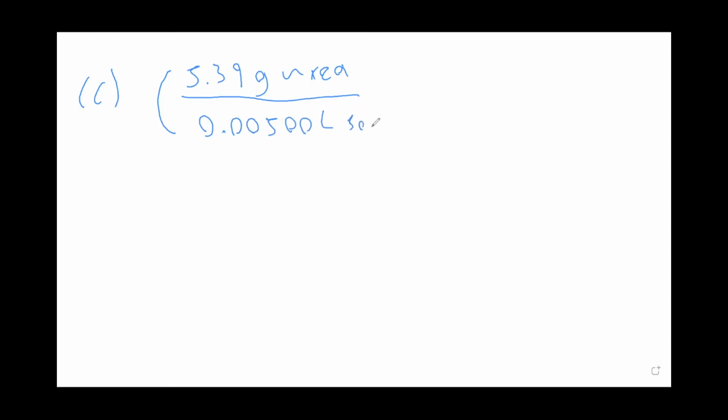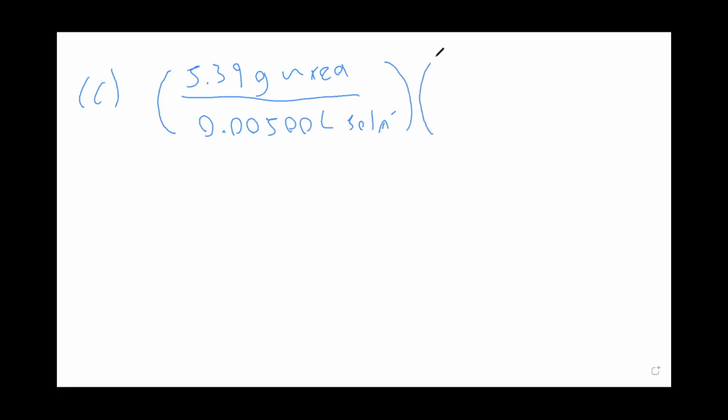So we had 5.39 grams of urea, right? Apologize for my handwriting too. It's not the best. And we dissolve that in 5 mLs of a saturated solution, but it's moles per liter for molarity. So we have to convert that. Just do the simple times 10 to the negative 3 conversion factor, and you will get 0.00500 liters of solution.